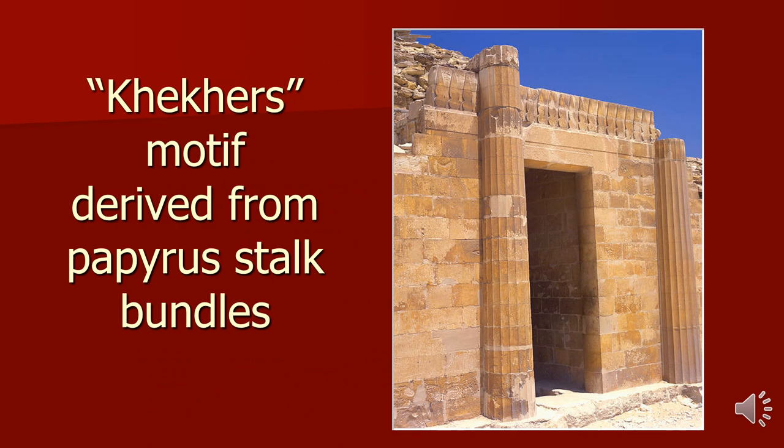On this slide, note the Keker motif on the cornice above the doorway. So again, those are those stylized patterns that were meant to represent papyrus stalks in bundles. And it's a common motif that we'll see used in Egyptian design. And remember, the papyrus is the symbol of Lower Egypt, and it was also a very important plant because it was a food source. They made paper from it. They made boats from it. And we'll see it's a dominant motif in their architectural and decorative arts as well.